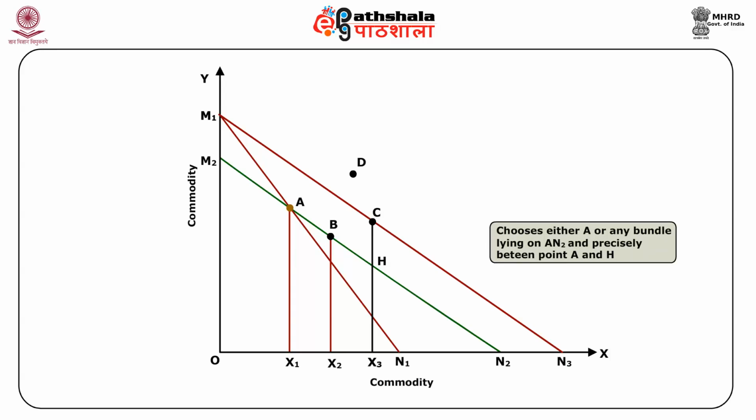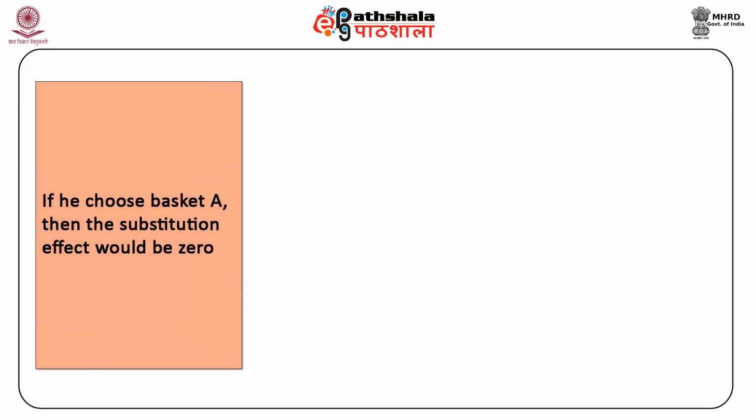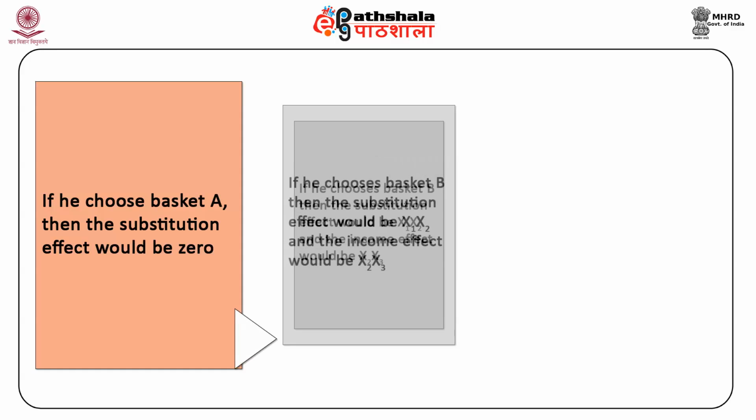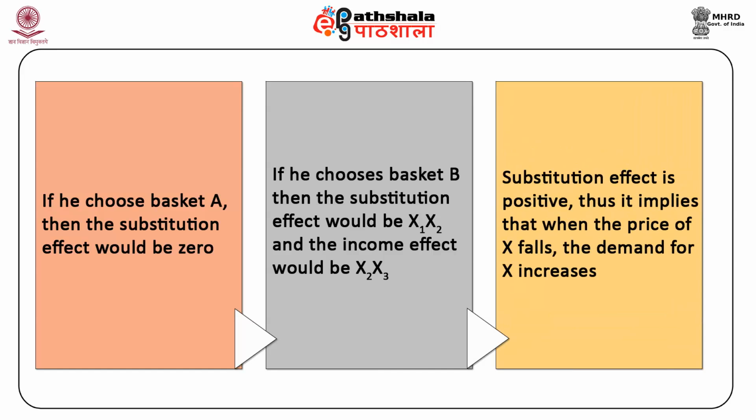He would only choose either A or any bundle lying on the segment A and 2 and precisely between point A and H. Now, if he would choose basket A, then the substitution effect would be 0. And if he chooses basket B, then the substitution effect would be X1, X2 and the income effect would be X2, X3. Since here the substitution effect is positive, it implies that when the price of X falls, the demand for X increases. Hence, the demand curve could be derived from this.